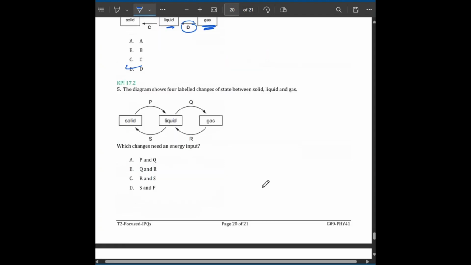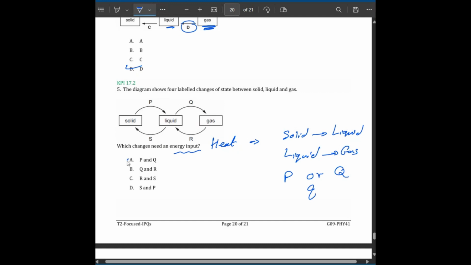The diagram shows 4 labeled changes of state between liquid, gas, and solid. Which changes need an energy input? Energy input means that we need to heat. So we are talking about moving from solid to liquid, or moving from liquid to gas. So we have here 2 changes, P and Q, together. So it is number A.